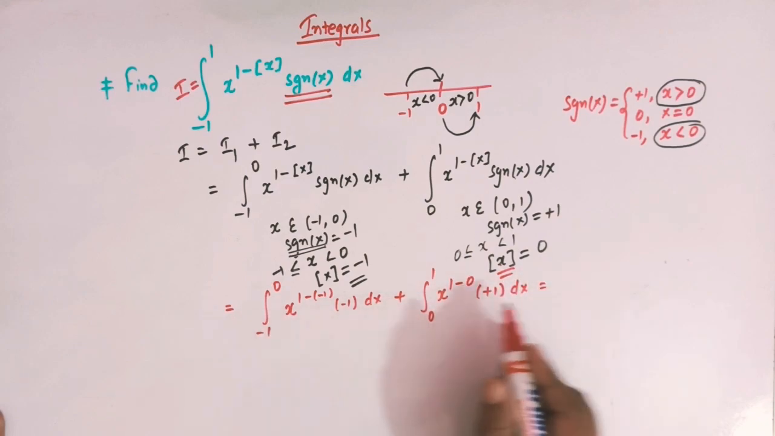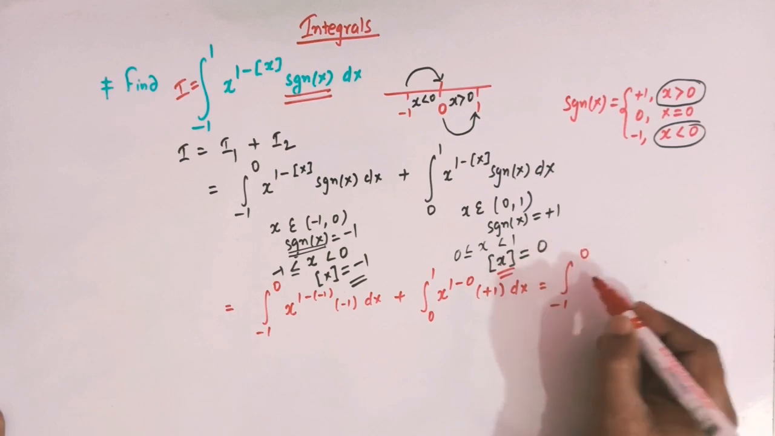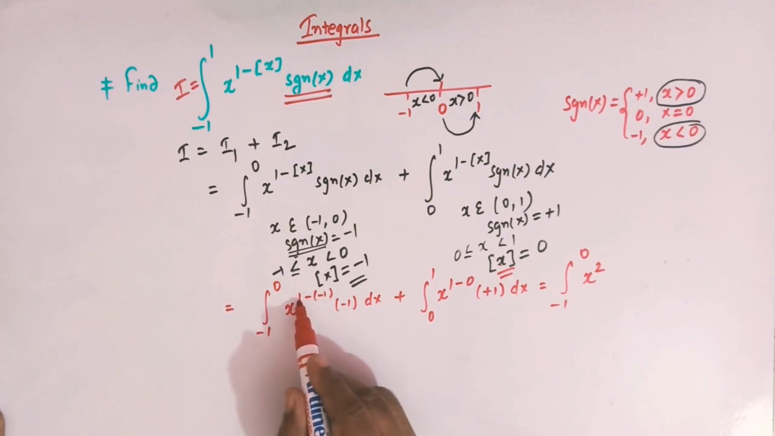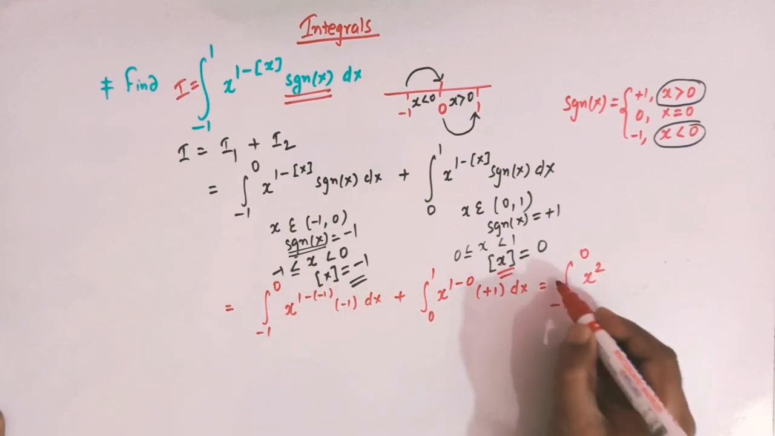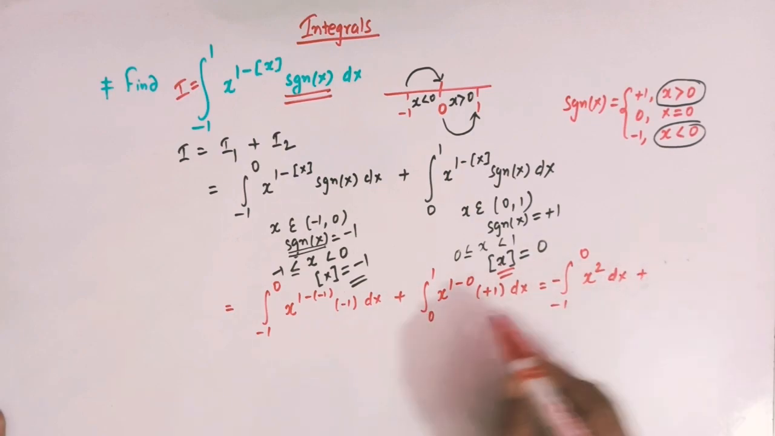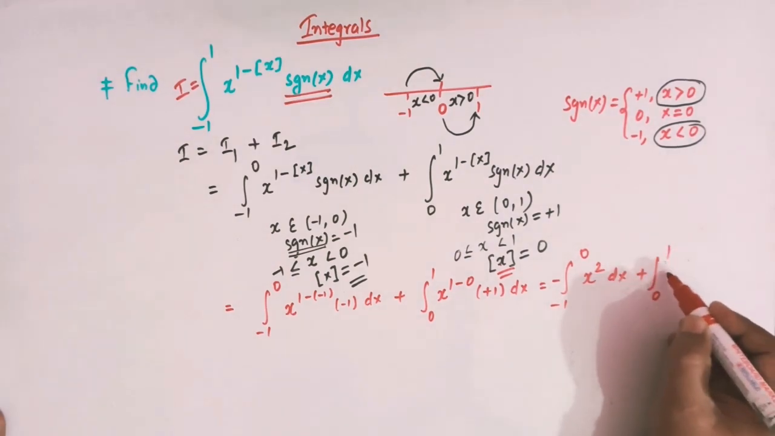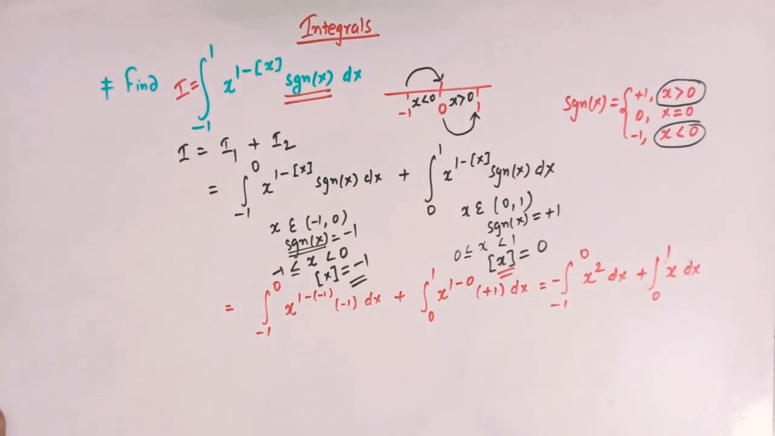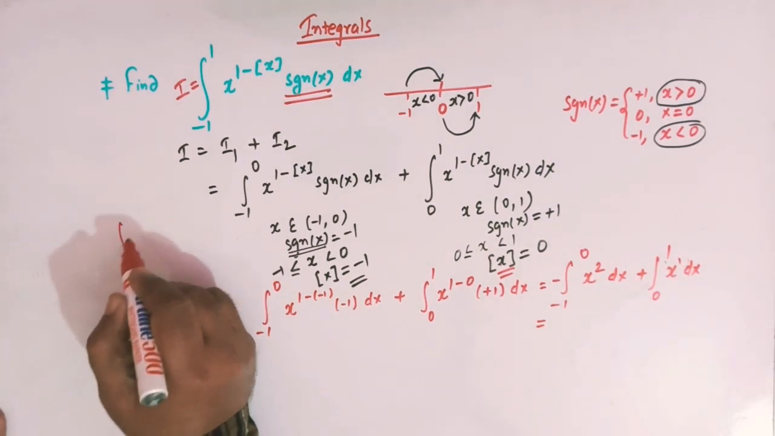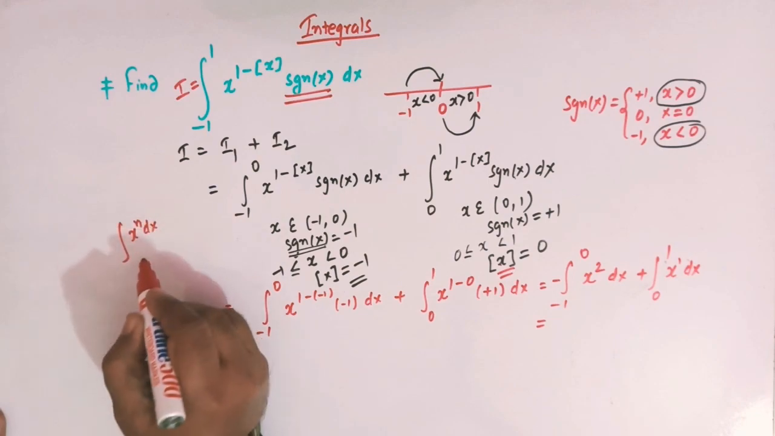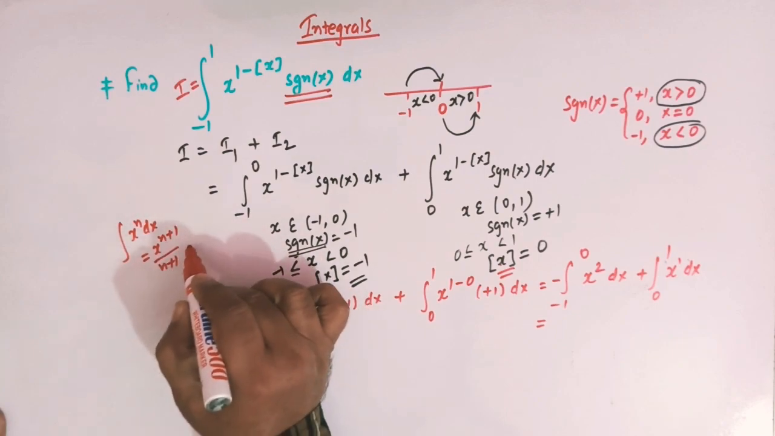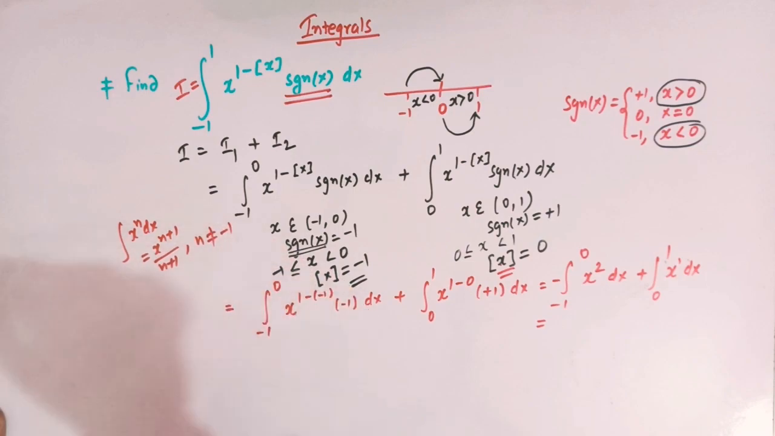Now we can rewrite these two integrals. From -1 to 0 we have x raised to 2, since minus minus is plus, so 1 plus 1 is 2, and this negative sign can be taken outside the integral, dx. And from 0 to 1 we have x dx. Now we have two simple integrals, and we can make use of the result that the integral of x raised to n dx is x raised to n plus 1 over n plus 1, provided n is not equal to -1.